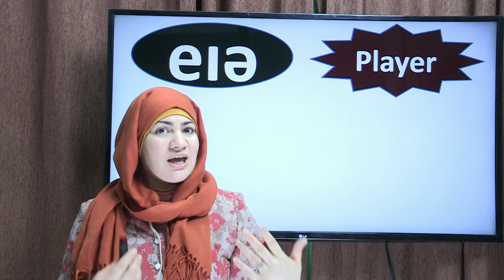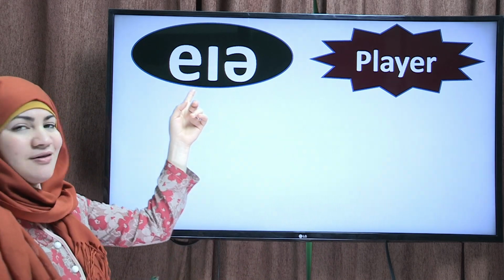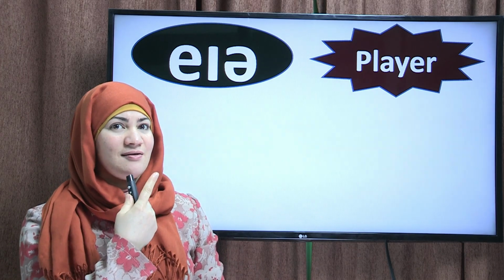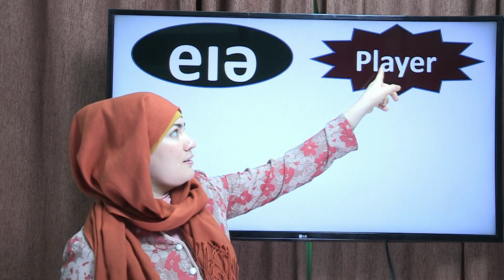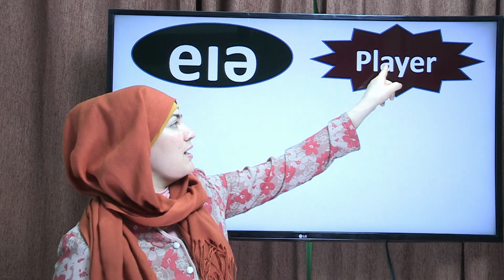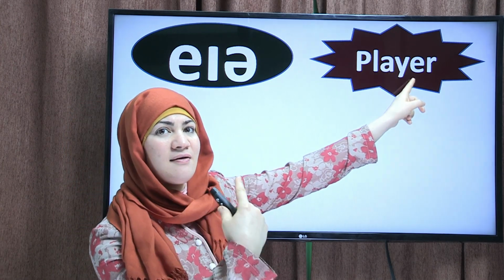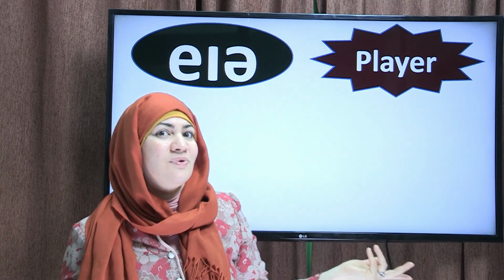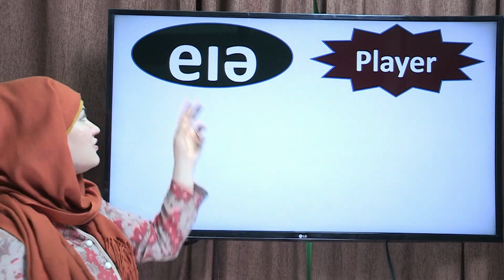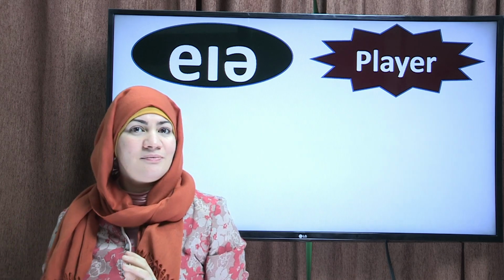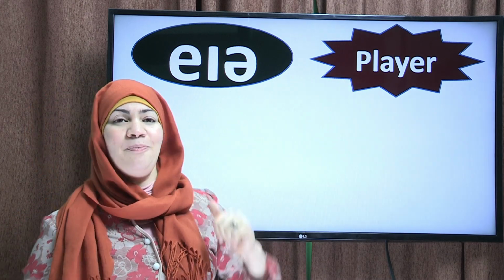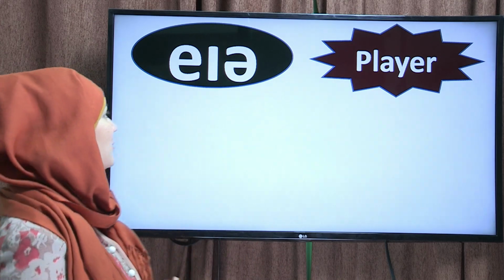My students, when you see A-Y-E-R, you can choose this triphthong. We pronounce it as A. When we see these letters, like in player, we choose the triphthong A. The second example here.